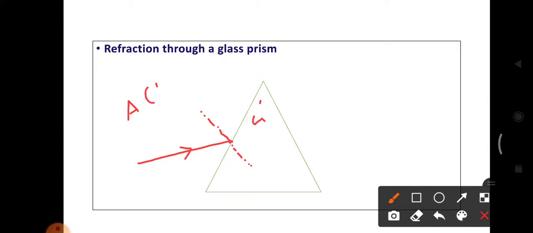The air medium acts as a rarer medium and the glass medium acts as a denser medium. So when the light travels from a rarer medium to a denser medium, refraction takes place. So this is a refracted ray. Here this is glass and this is air medium. So when the light travels from glass medium to air medium, again refraction takes place, but here we can say that this ray is called the emergent ray.